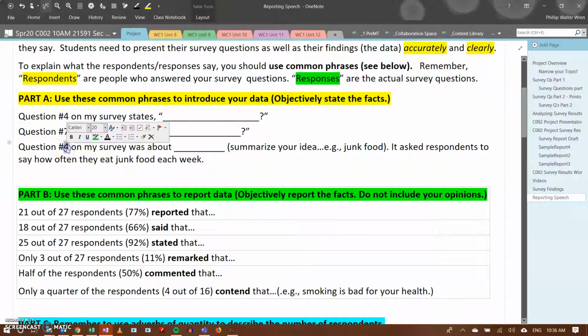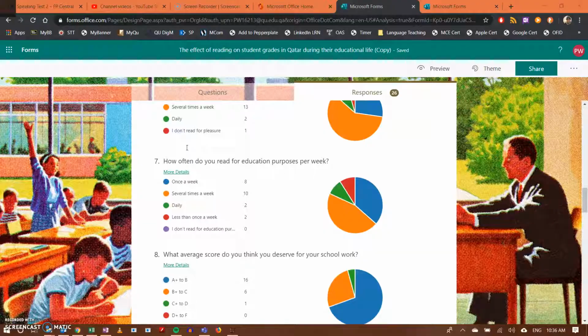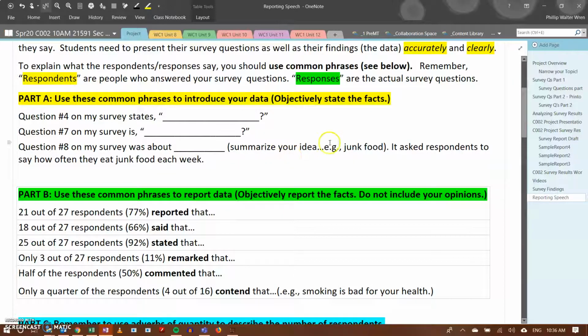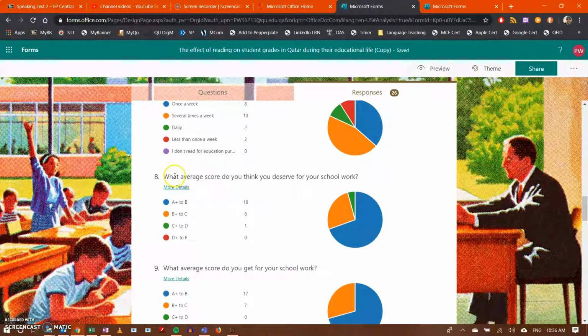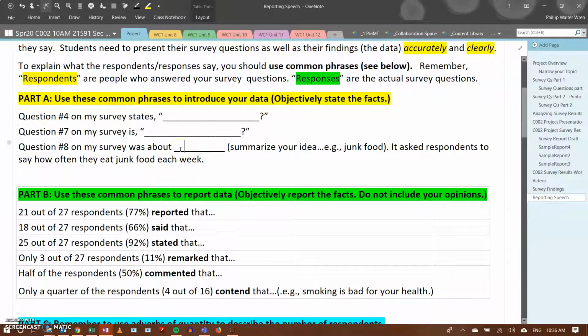Question number 8 on my survey was about. Let's have a look. We're trying to summarize our idea. Question number 8 on my survey was, what average score do you think you deserve for your school work? Well, what was that about? Question 8 on my survey was about the average score students believe they deserve. It asked respondents to tell me what grade they think they deserve for their work.